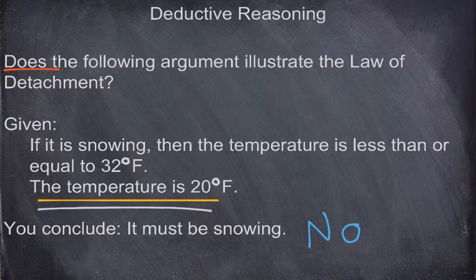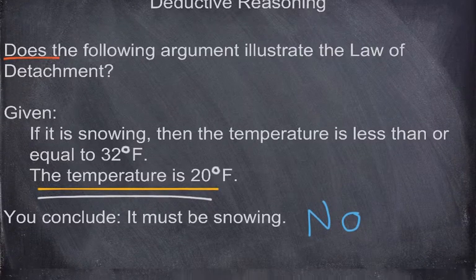So again, the key with the law of detachment is that the conditional statement is true, and the hypothesis is true. Again, the temperature is 20 degrees Fahrenheit is talking about the conclusion. So this does not follow the law of detachment.